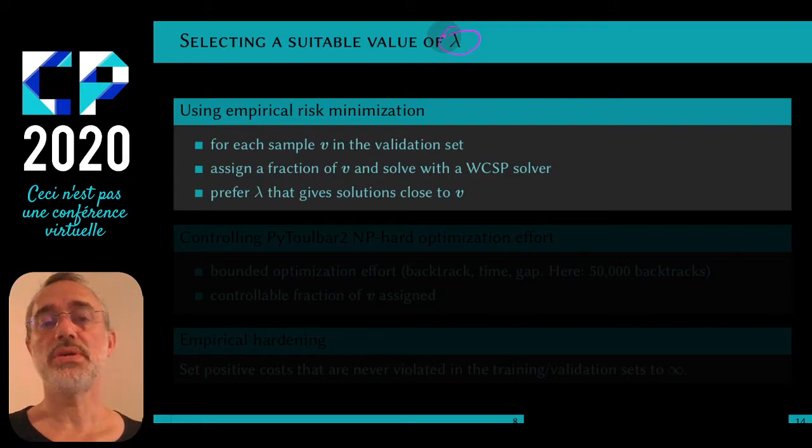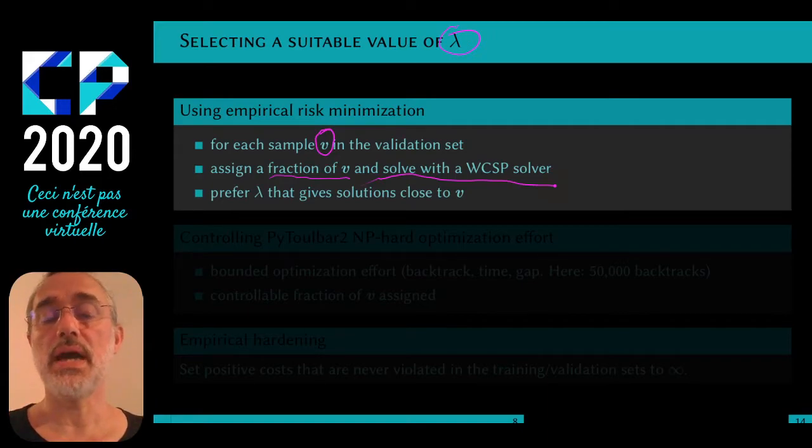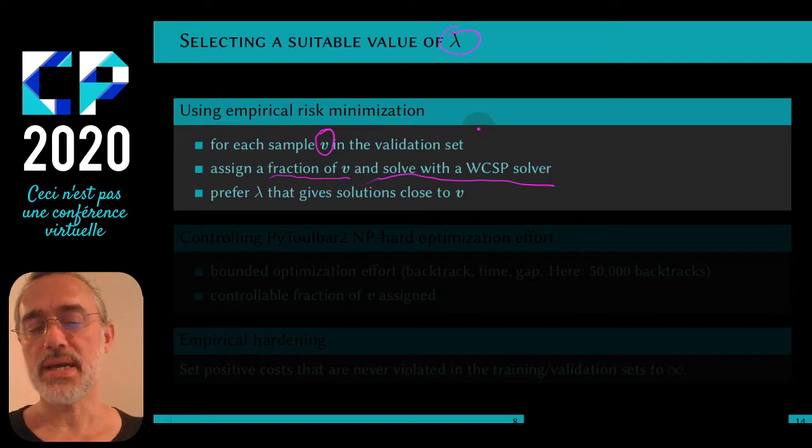And for this, we use empirical risk minimization. So what we do is we use a separate validation set. We take an assignment in it, an observed high-quality assignment, and we assign a fraction of it in the learned CFN, and we solve this CFN with the WCSP solver. And we get a solution, and if the solution is identical or close to the expected solutions that you had in the validation set, then it's nice. Otherwise, it's not nice. And so you prefer lambdas that give solutions which are close to V. And this is how we estimate lambda.